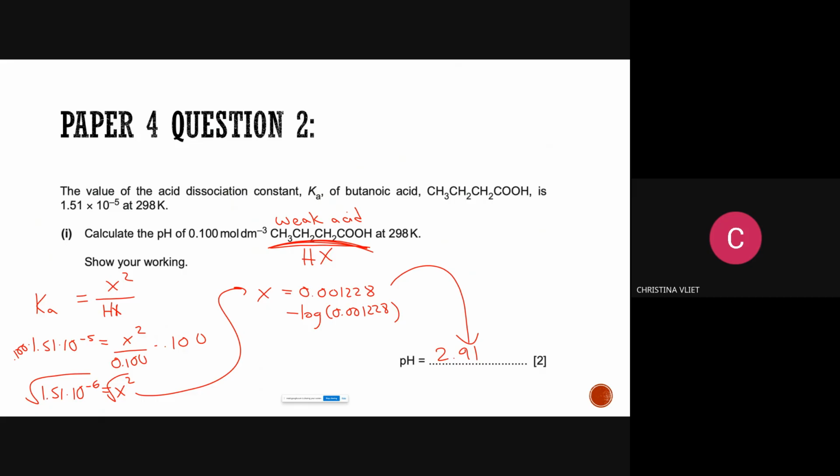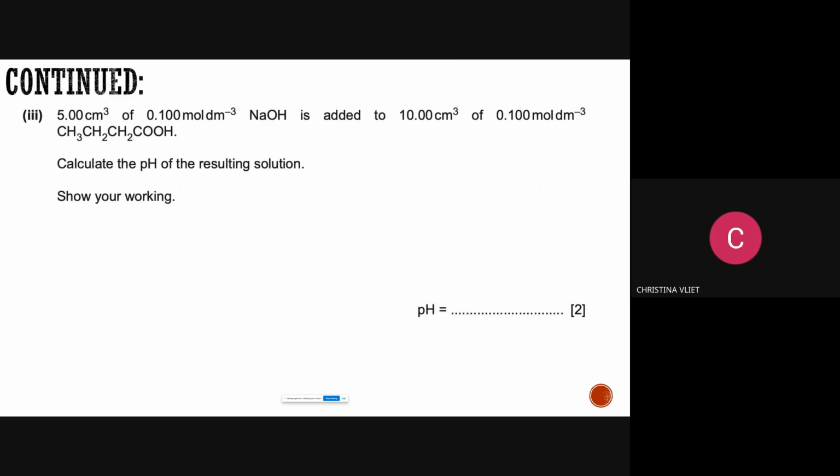Okay, the next question is related again. Same type of question. 5 centimeters cubed of a 0.1 molarity NaOH is added to 10 centimeters cubed of a 0.1 molarity CH3CH2CH2COOH. What's the pH? So what's the strategy? What's going on? We've got a strong base being added to a weak acid. Why would we be doing that? What does that do? It makes a buffer.